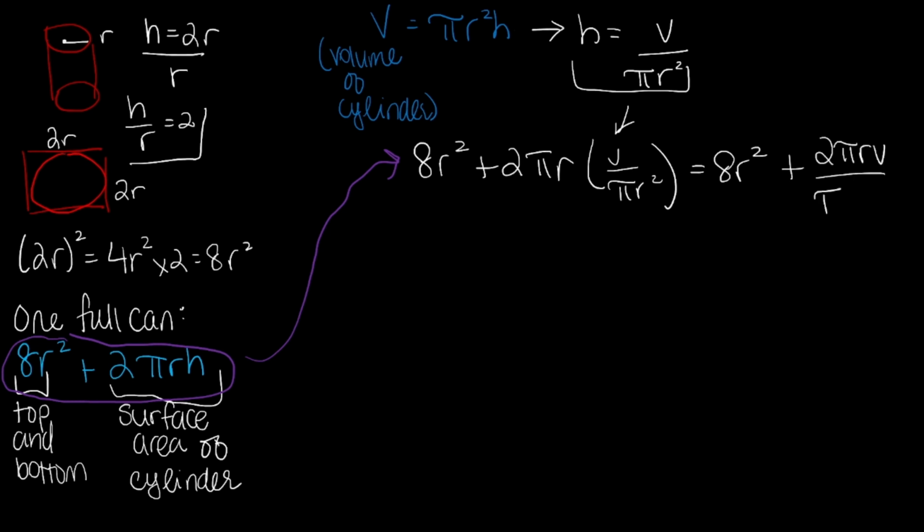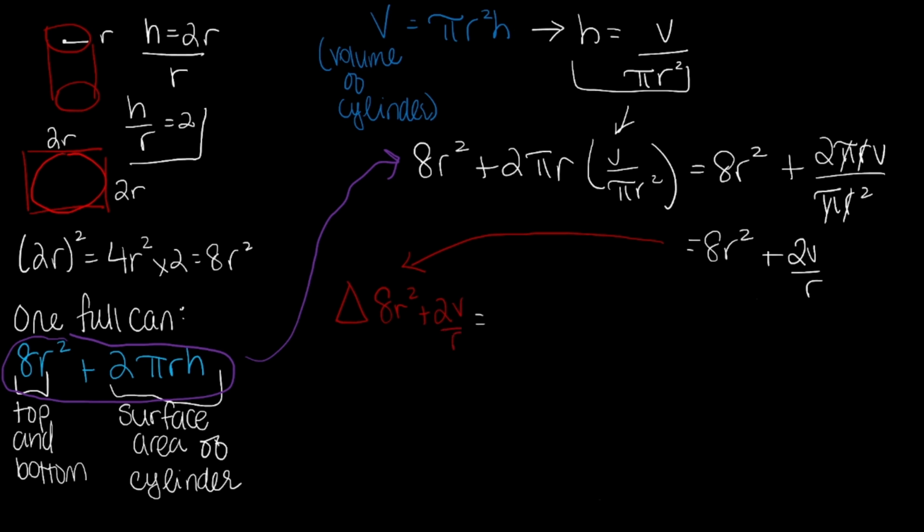To find the critical points of this equation, more specifically the minimum, we need to take the derivative of it. By using the power rule, 8r squared becomes 16r, and 2v over r becomes minus 2v times r to the power of negative 2, which can be simplified into minus 2v over r squared.